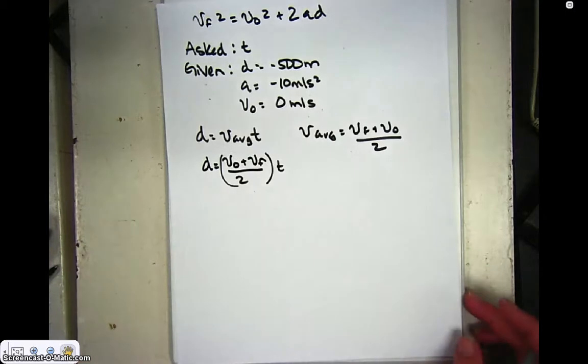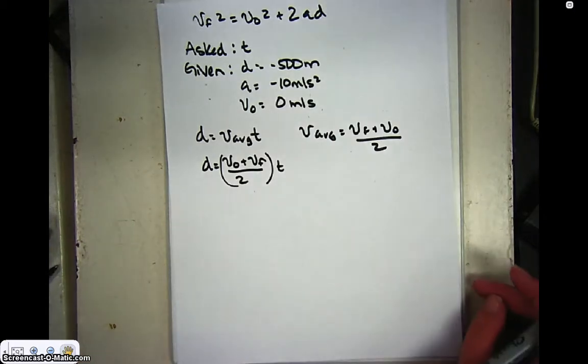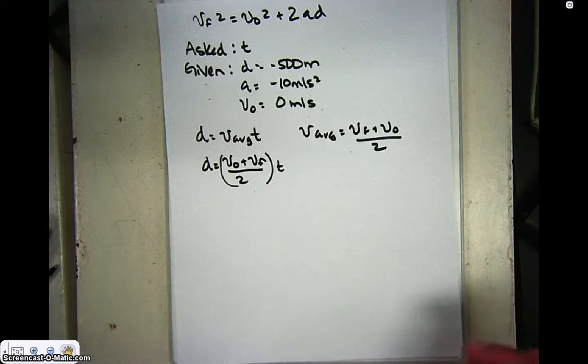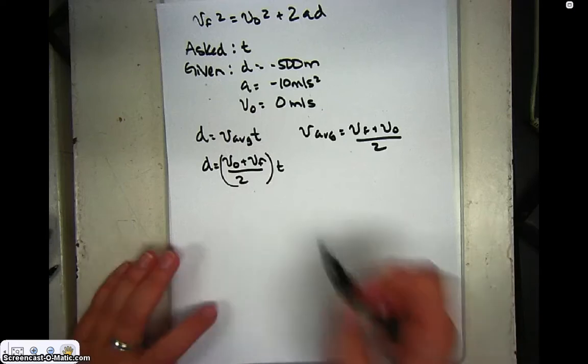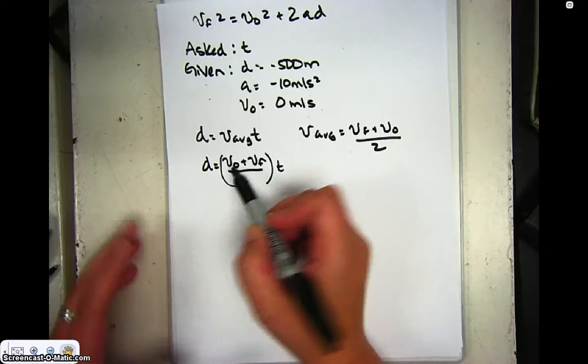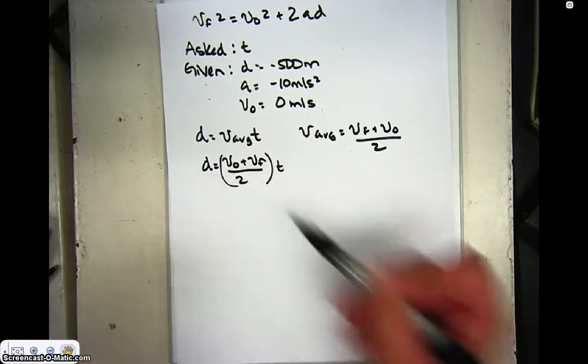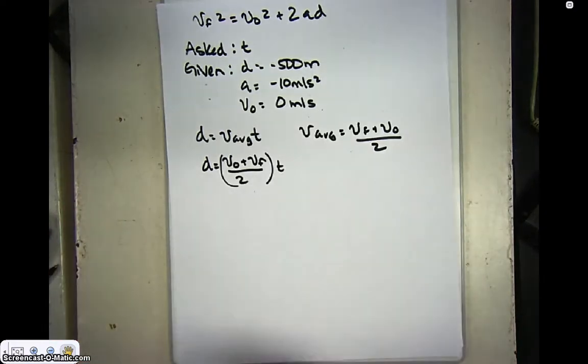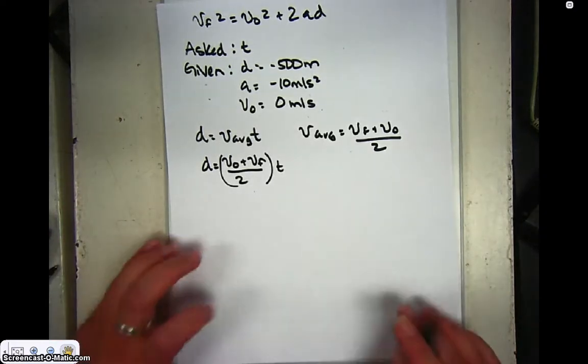Okay? And we want to eliminate v final, right? Because we don't know what v final is in this case. We want to solve for t. We have d in there. We have a, which isn't in the equation yet, and we have v initial, but we don't have v final. So we have to find some way that we can sub out v final.